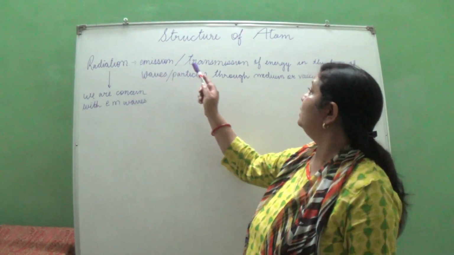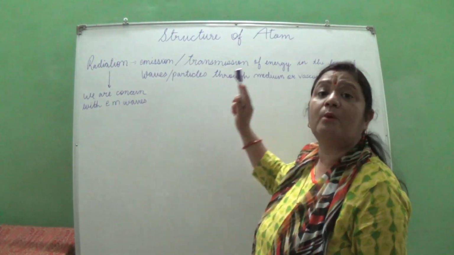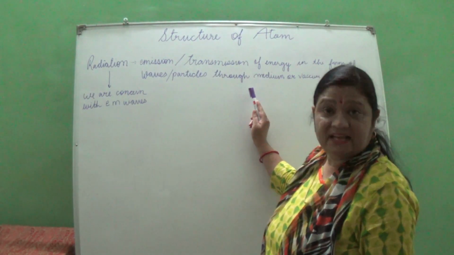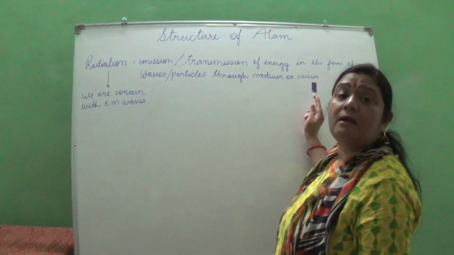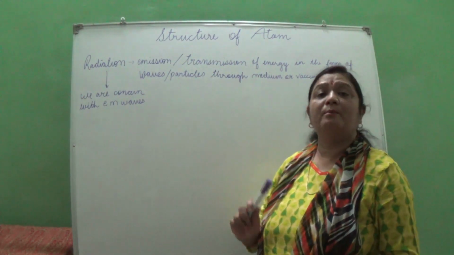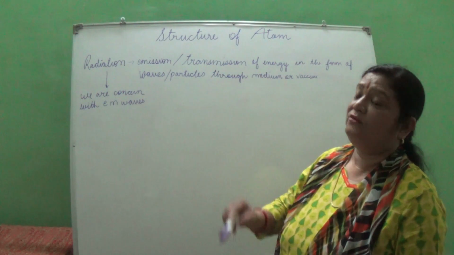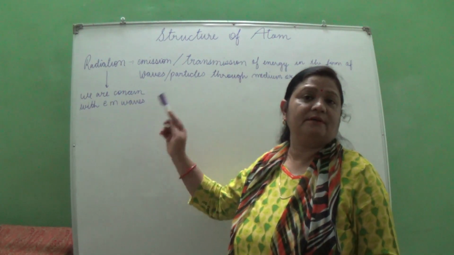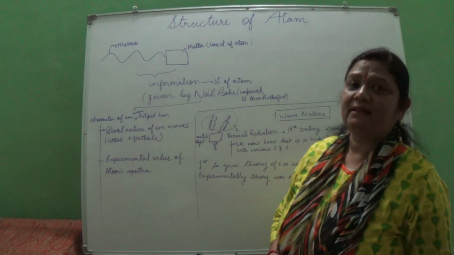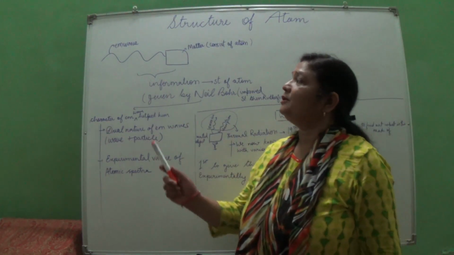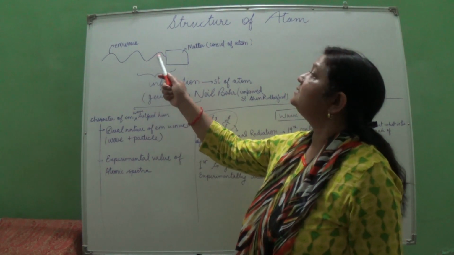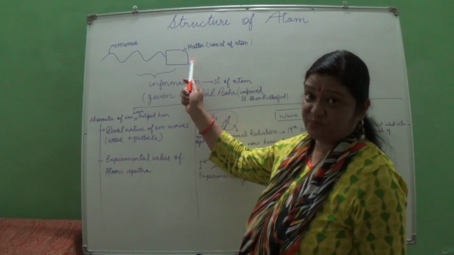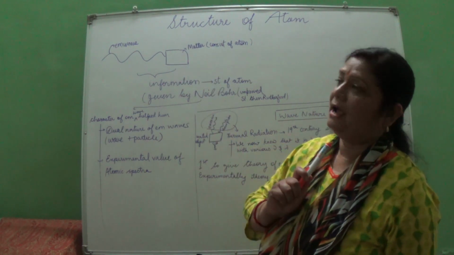Radiation is the emission or transmission of energy in the form of waves or particles through a medium, like in the case of sound waves, or in vacuum like electromagnetic waves. And here we are concerned with the electromagnetic waves. So in order to explain the structure of atom, Bohr took the electromagnetic waves and made them strike a matter. Matter is what? Do you remember? It has mass and it occupies space, and it consists of the atoms.